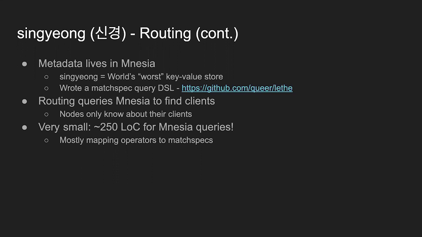And so now when you're trying to figure out where to route a message, all it has to do is query Amnesia and call it a day. And so this comes back to that node client partitioning thing. Nodes only know about clients connected to them. Now, trying to route a message is just a really quick RPC across the cluster and you call it a day. It's also really simple because the code to query Amnesia is only about 250 lines for all of this, and that's mostly just mapping operators into match specs. It really helps that Amnesia is so powerful to work with.